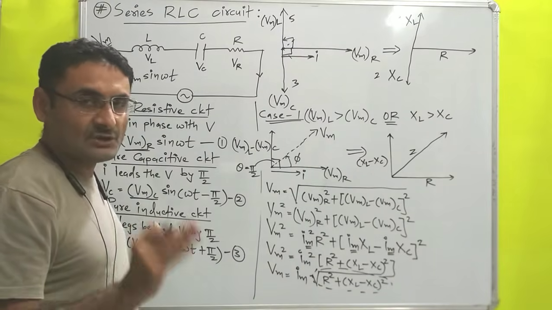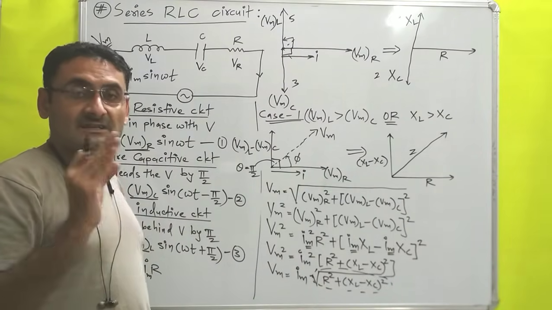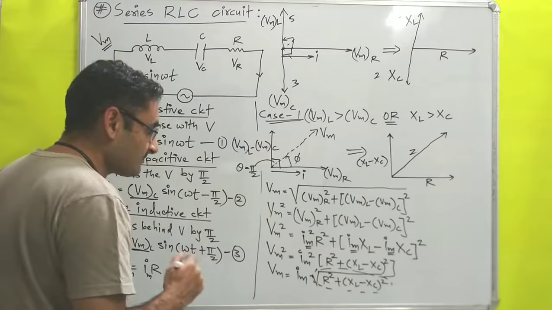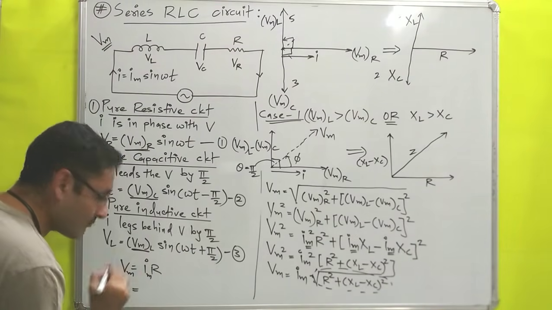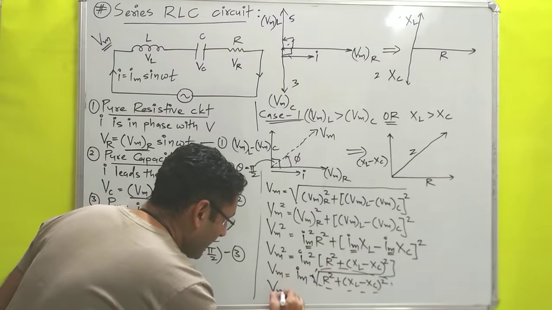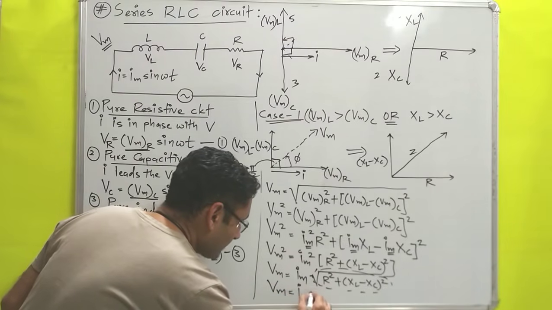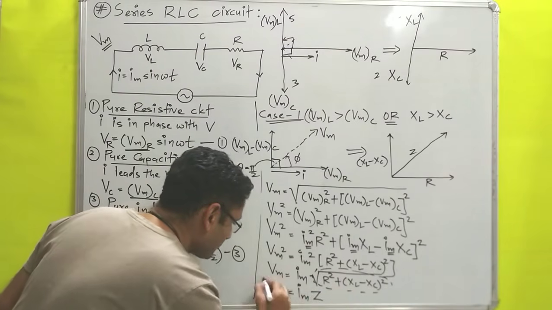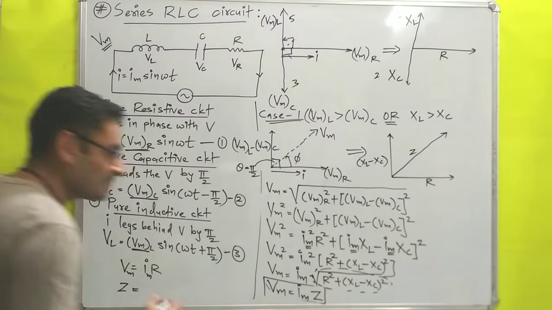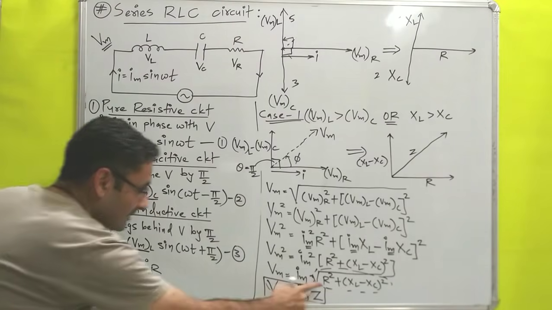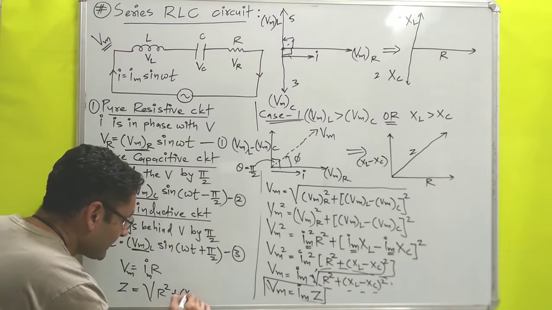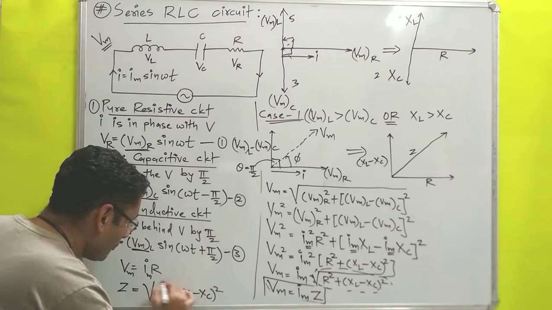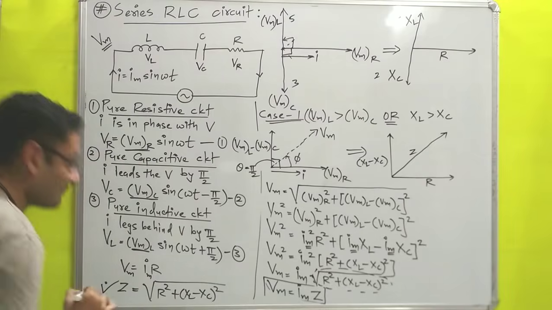So when a combination of resistances is there, its resultant is known as impedance, and impedance is represented by Z. So Vm is equal to Im into Z. That whole term is known as impedance, whose unit is ohm. So over here, the value of impedance is Z equals the square root of R square plus (XL minus XC) whole square. So that value you have to remember.